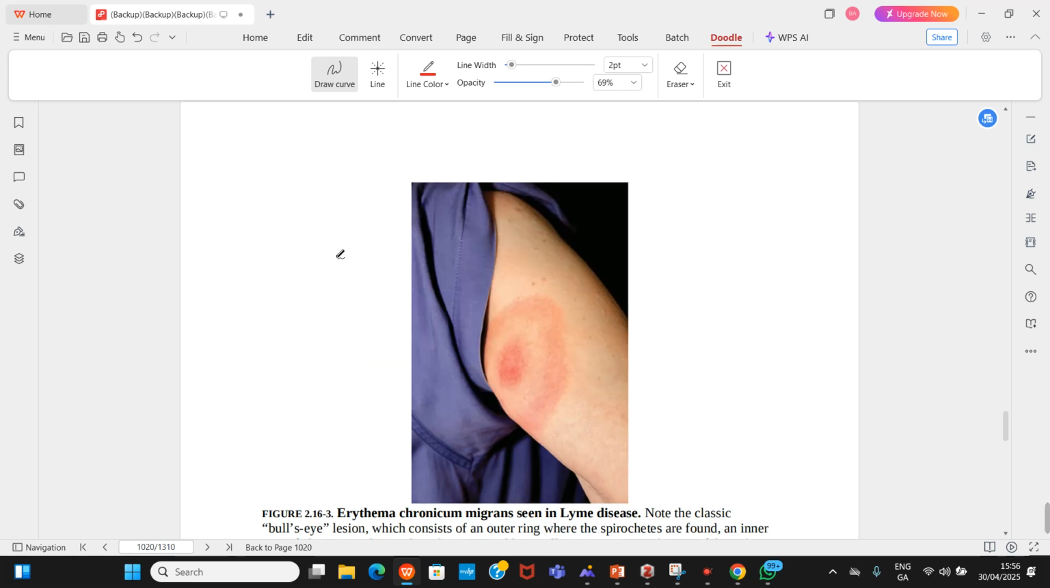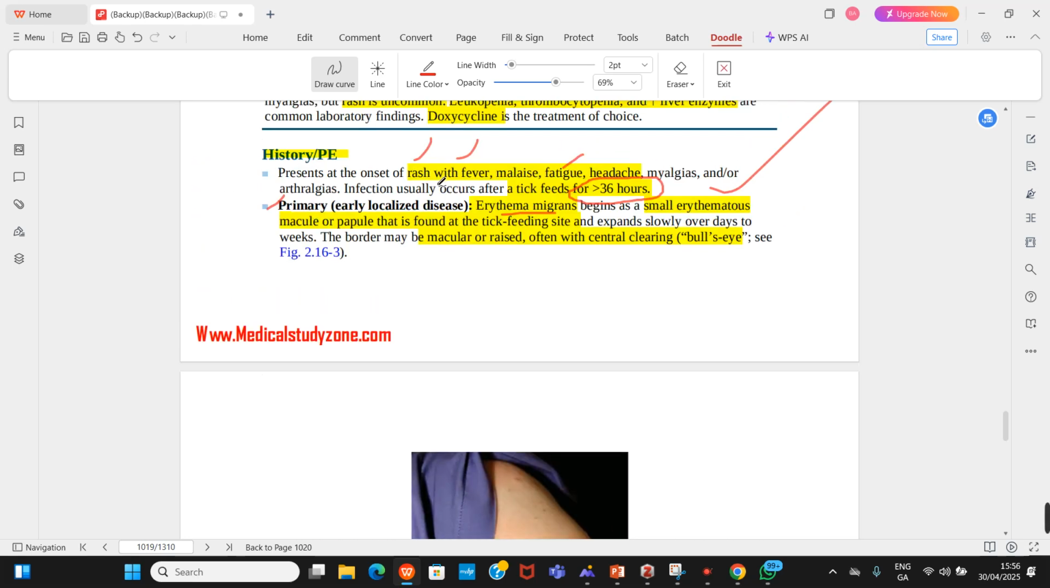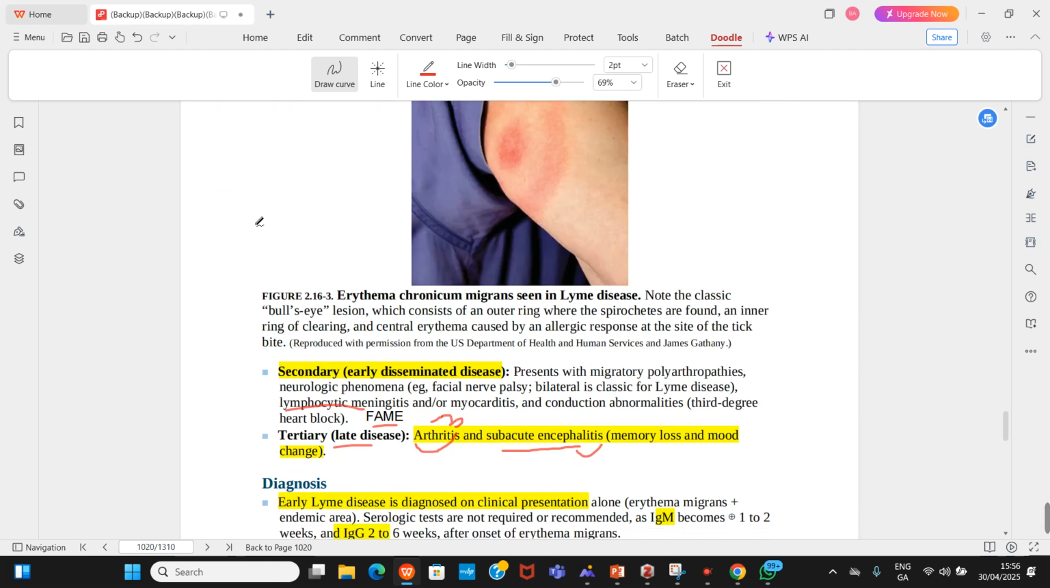So anybody with primary and secondary, you can give them oral, not IV. Oral doxy. Oral doxy, you can give them. Very, very important stuff. Give them oral doxy.